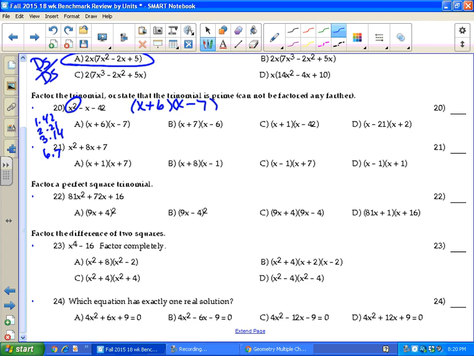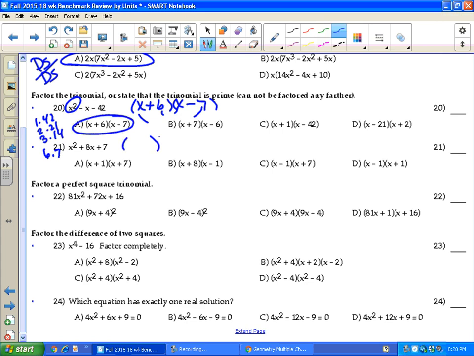And if you check the middle, you get 6x. If you check the outers, you're going to get -7x. And sure enough, that does give you -1x. Always, always check the middle term. So it should be +6 minus 7. +6 minus 7 is choice A.